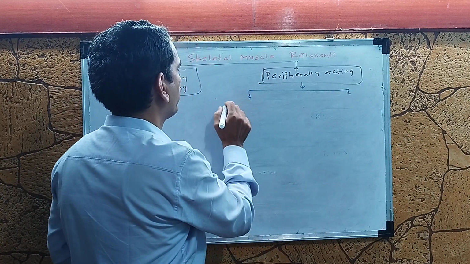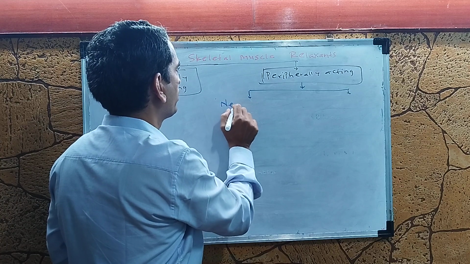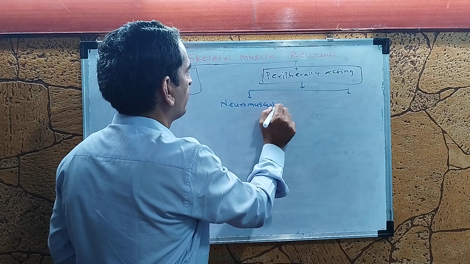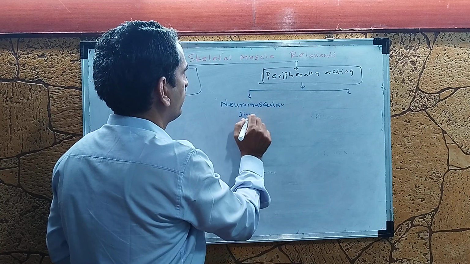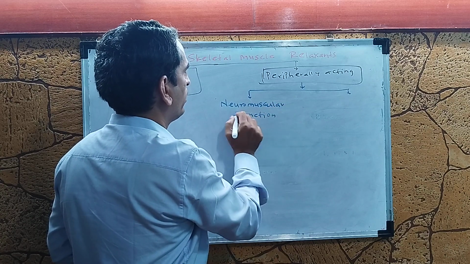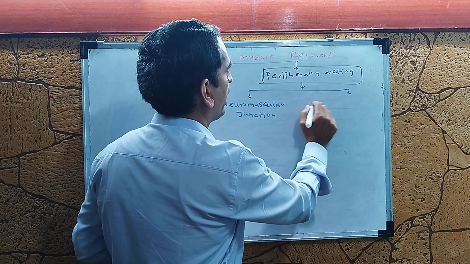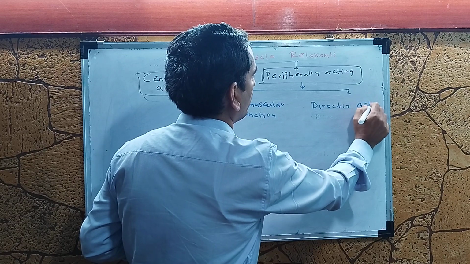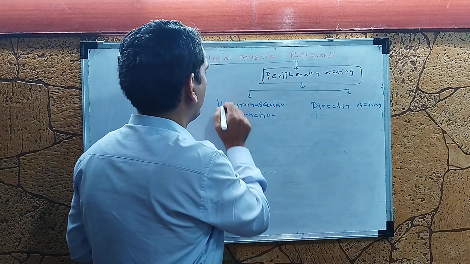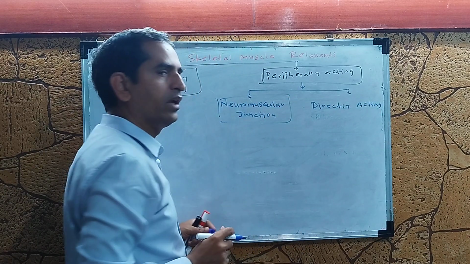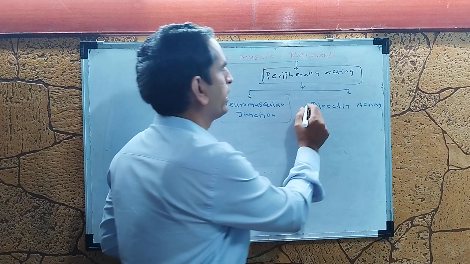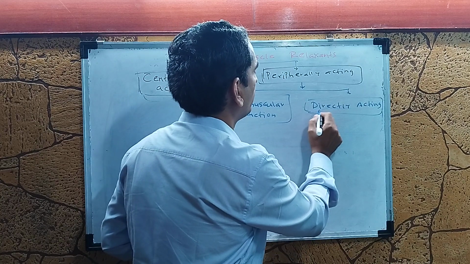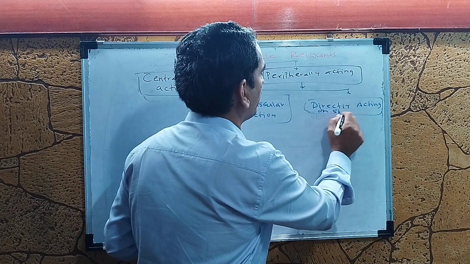Now these peripherally acting muscle relaxants can be further subdivided into two categories. One is the drugs which work at the neuromuscular junction, and the other category of drugs work directly on the muscle. So one category is drugs acting at the neuromuscular junction, and the second category is drugs directly acting on the skeletal muscle.